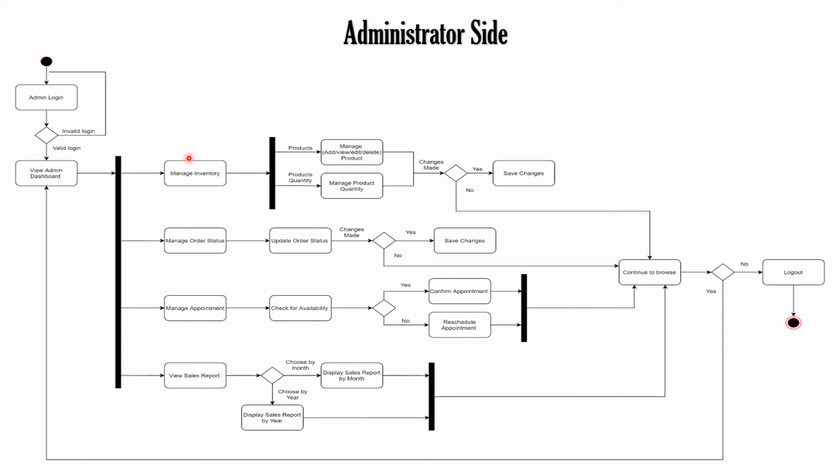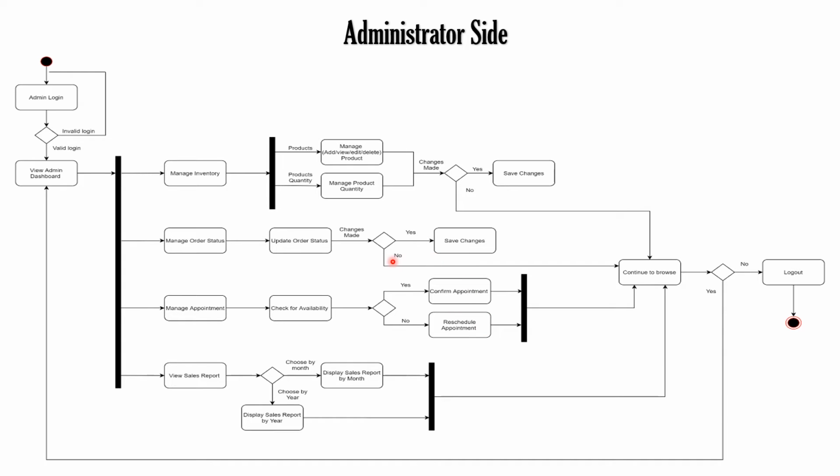For manage inventory, there are two: one is manage product and another one is manage product quantity. In manage product, the admin can either add, edit, delete, or view the product. For the order status, the admin can update the order status. For the appointment, the admin can check the availability, and they can either accept it or decline it.